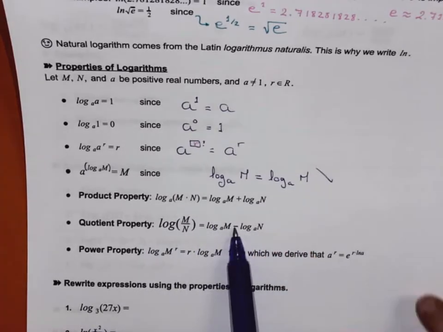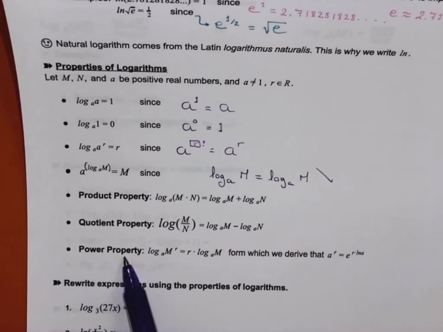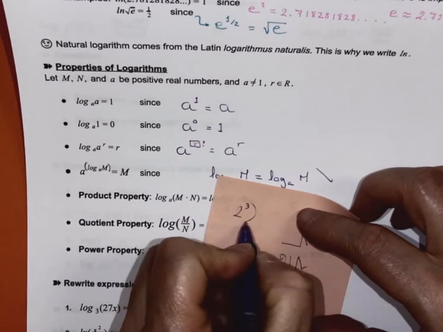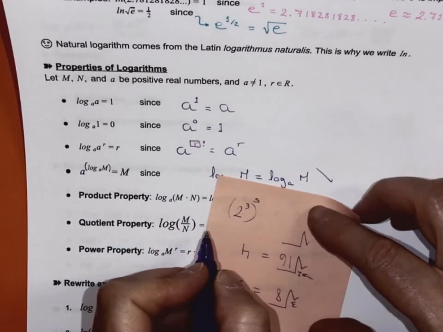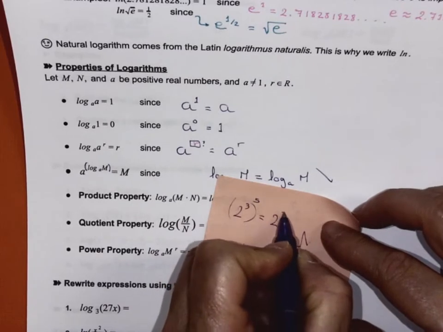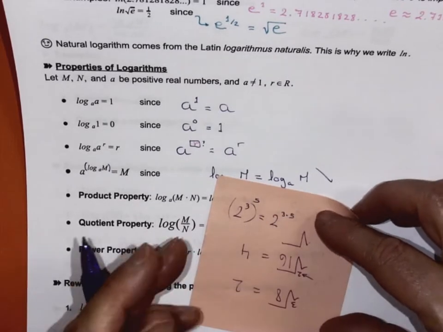The power property says when you're taking a power to a power, what do we do? So if I had 2 cubed to the 5th power, so you have an exponent to an exponent, would you not just say that's 2 to the 3 times 5, right? We multiply them. So that's the same here.